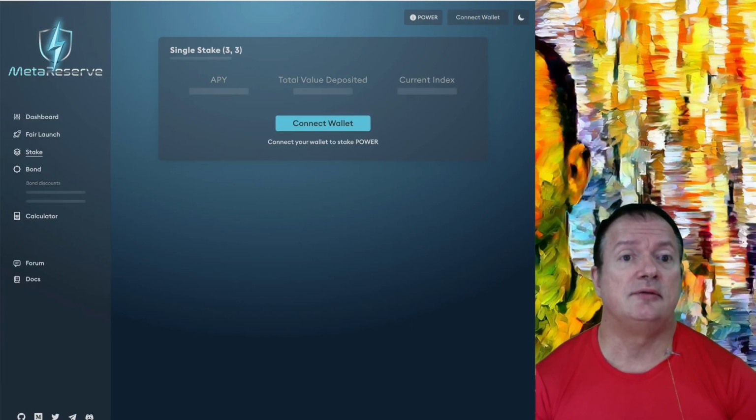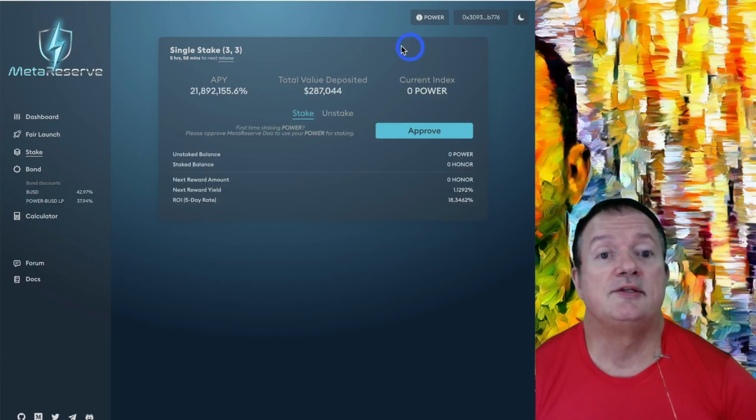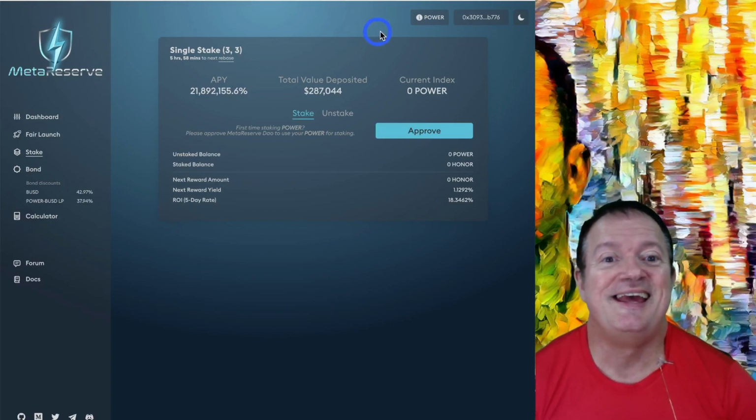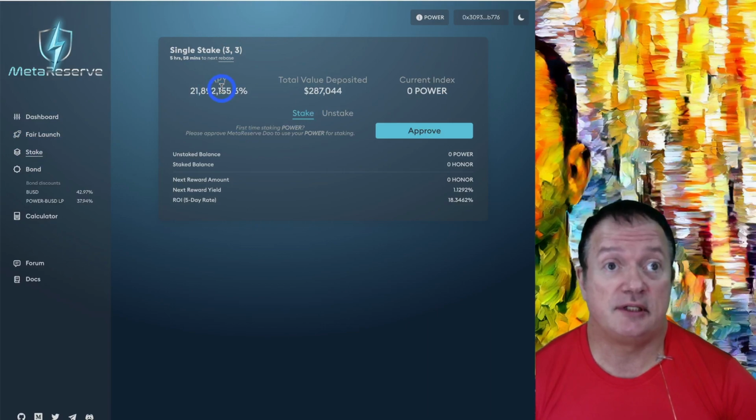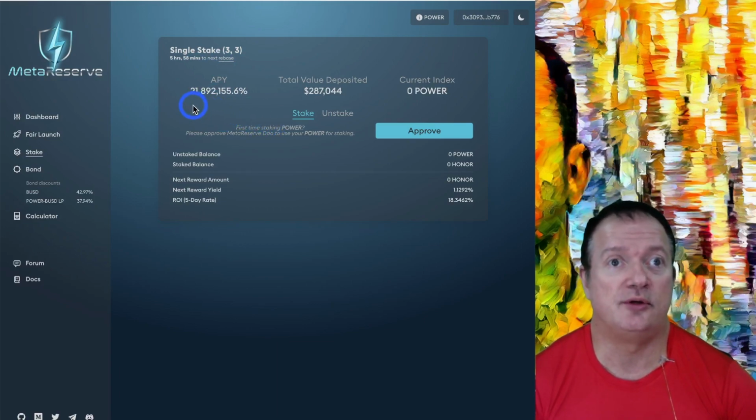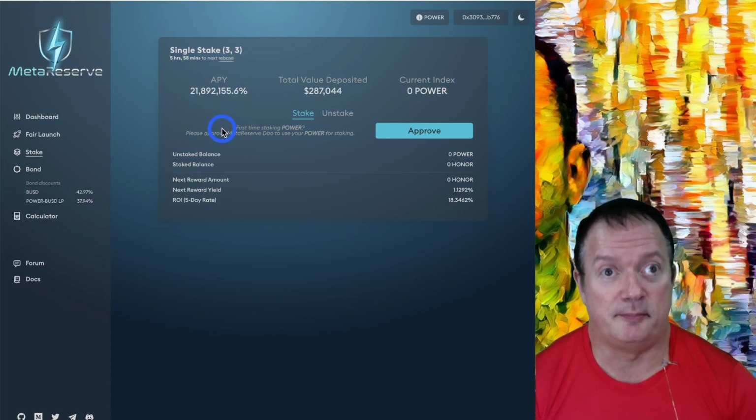Okay, so I forgot to connect my wallet. So I connected my wallet, and basically we're at the stake page right now. And it shows you the current APY. This APY is set to be reduced to around 1 or 2 million%. This is going to be like this only for a couple of rebases, and then it will be lower. So be aware of that before you invest, because typically when APYs are reduced drastically, there's usually a token price dump. Okay, so be aware of that first.